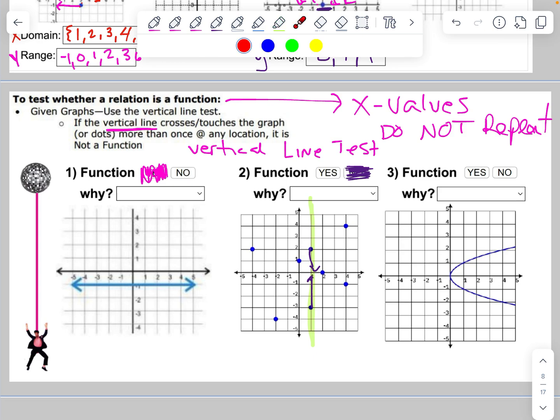New vertical line test here. It's going to be red this time. So I'm going to take my vertical line and I draw it anywhere on this graph, and it touches here and it touches here. Or if I draw that vertical line right there, it touches this graph twice at a location. So no, this is not a function because that vertical line touches the graph more than once.